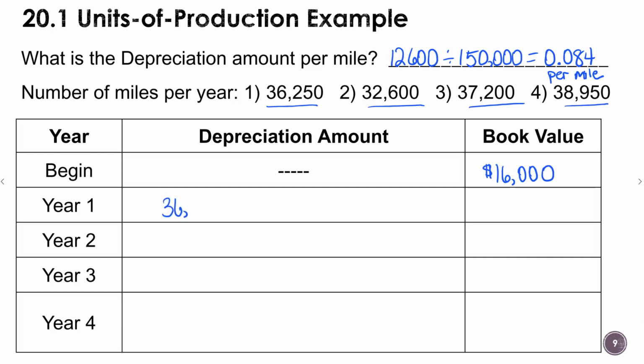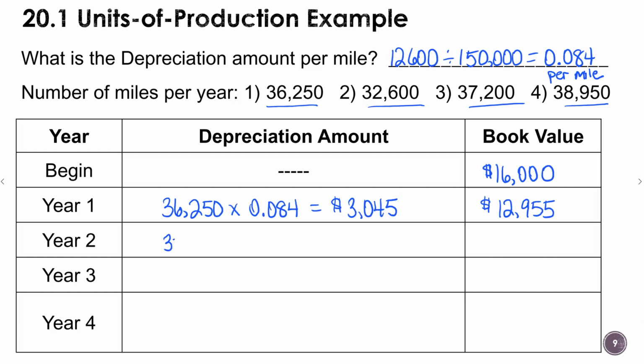So 36,250, we're going to multiply that by the amount per mile, right? That's the number of miles for the first year. And this is how much we will depreciate, $3,045. So remember, we subtract that from $16,000 because the amount of our book value has lowered now to $12,955. And then we just keep going through our chart this way.